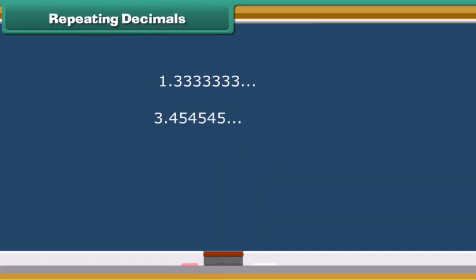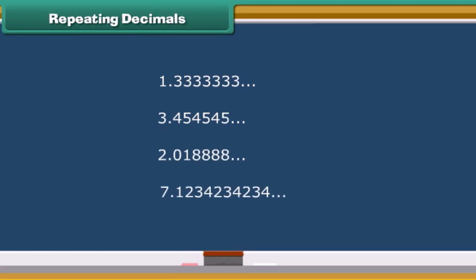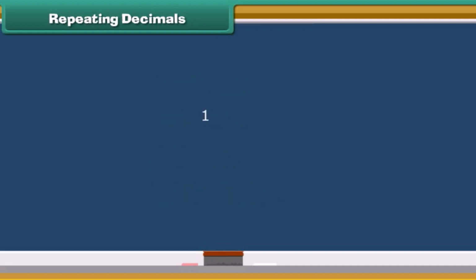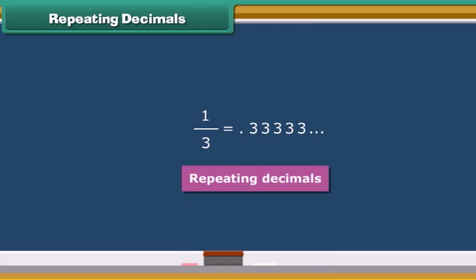Some decimals don't stop and go on adding numbers to the right forever. Look at the decimal form of the fraction 1 by 3. What did you notice? It starts with 0.33333 and just keeps on going on and on. So these decimals are termed repeating decimals.